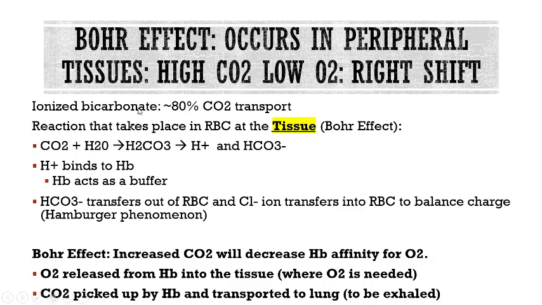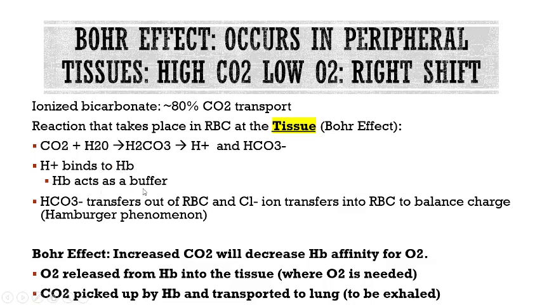So again, ionized bicarbonate is about 80% of CO2 transport. The reaction that takes place in the red blood cell at the tissue is that the CO2 is going to combine with water to make this weak acid, and it's going to dissociate into H plus and bicarbonate. After it dissociates into these two compounds, that H plus is going to bind to your hemoglobin. So same hemoglobin that we talked about before, that's a bus for a lot of different gases, a lot of different things. It's going to bind to the hemoglobin.